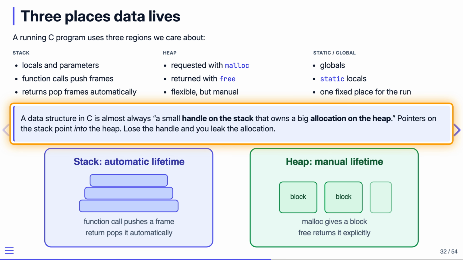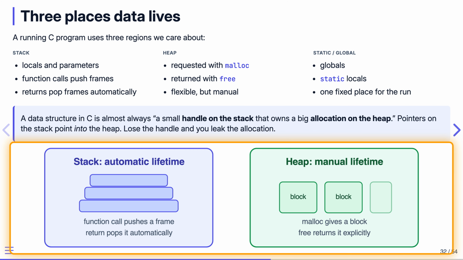Most data structures in C follow one shape. A small handle sits on the stack and owns a big block on the heap. The pointer on the stack points into the heap. Lose the handle and you leak the block. This picture sums it up. The stack cleans itself like trays that pop off a pile. The heap is manual. Malloc hands you a block, and free is how you give it back.